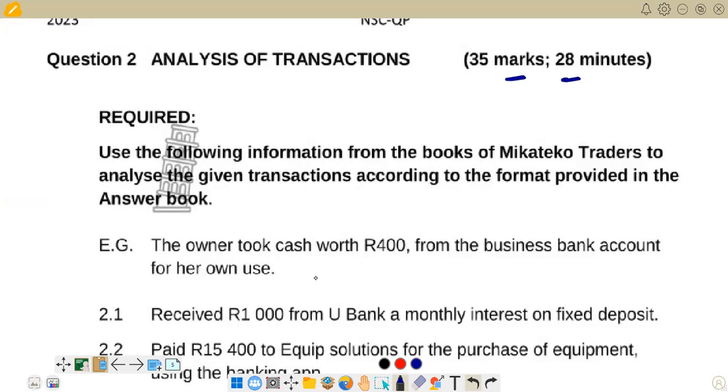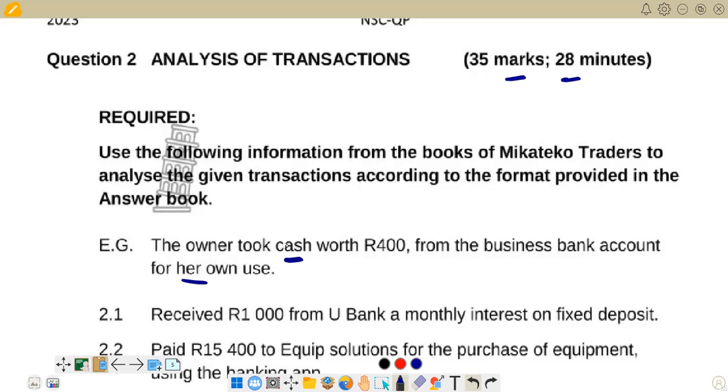It means the owner has taken money for private use. So this is private use again. These are the drawings that we are explaining. So here we have drawings as one of the accounts, and then what has been taken is cash. So drawings and cash are the accounts being affected there. The owner took cash worth 400 rands from the business bank account for private use, so we have cash and bank being affected.